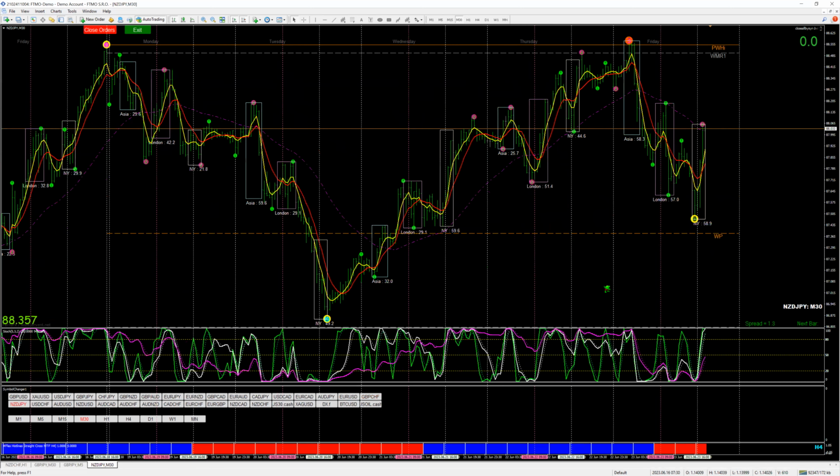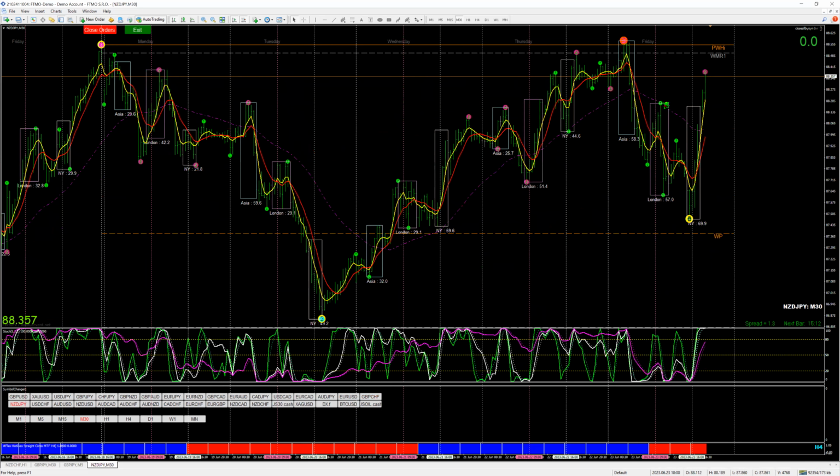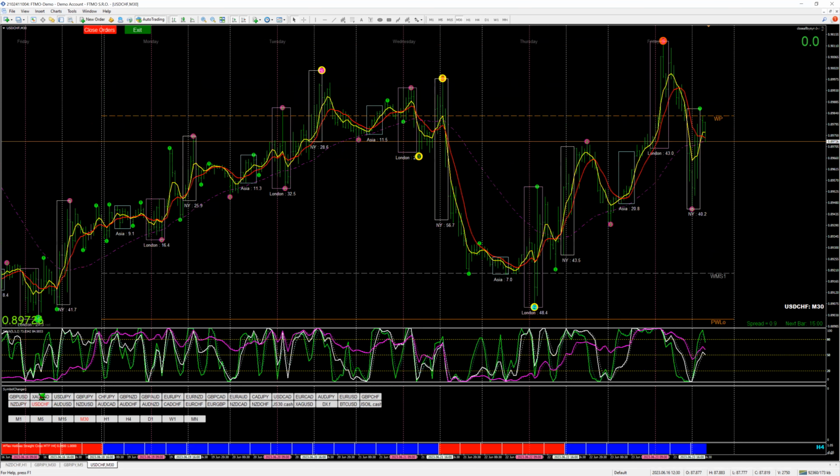And New Zealand yen, 1, 2, 3 again. This was after, so this is all kind of London open trades to go short. USD Swiss. Come on. There we go.